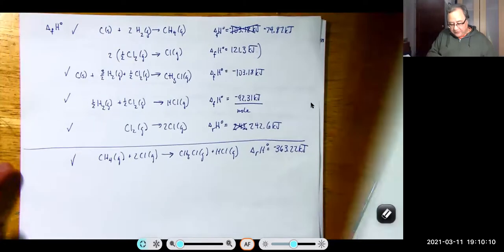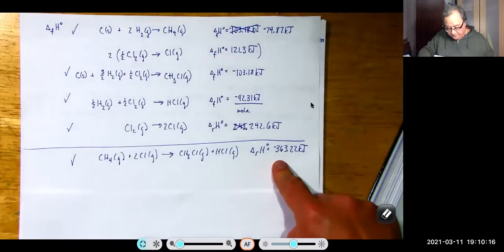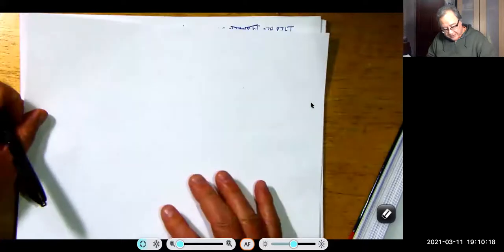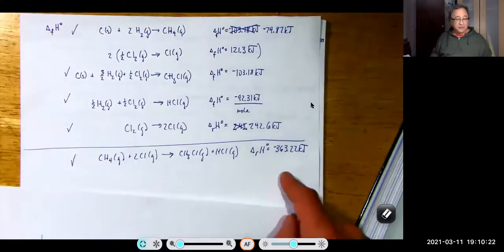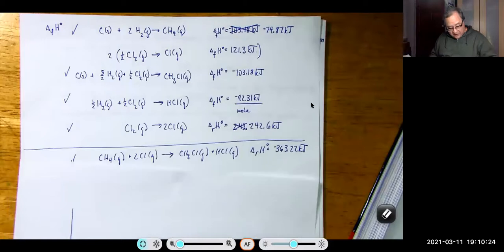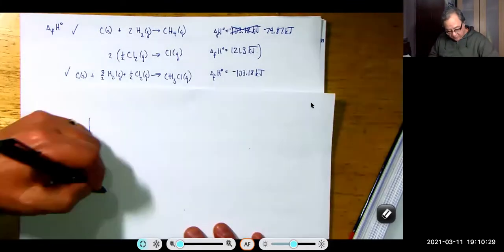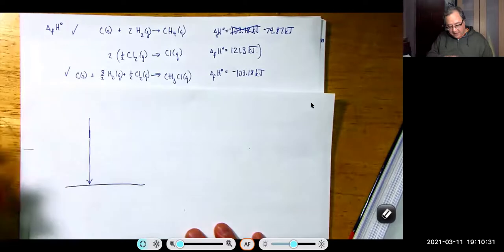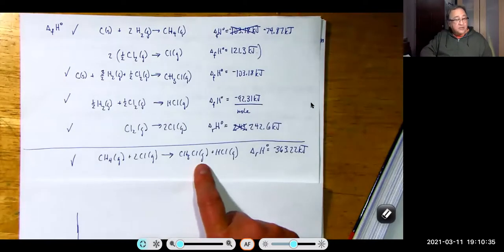So what I'm going to do is I'm going to take my piece of paper here and I'm going to draw this one so it looks like this. Now, why am I drawing an arrow down when it's minus 363.22? The answer is because it's negative. Okay, what am I going to put at the bottom of my arrow, the pointy part of my arrow? I'm going to put CH3Cl gas and HCl gas.